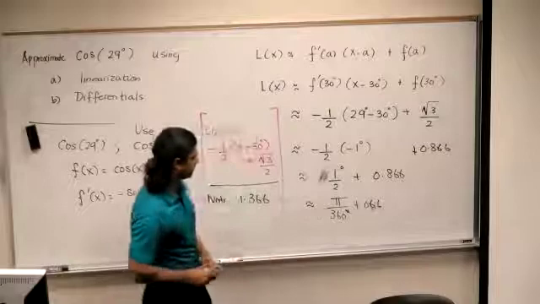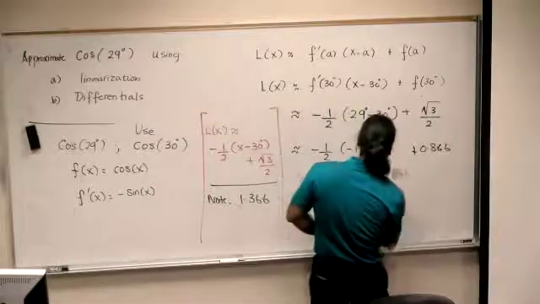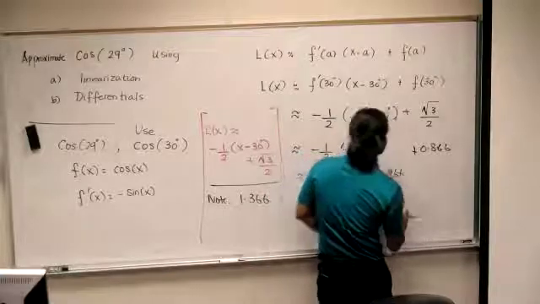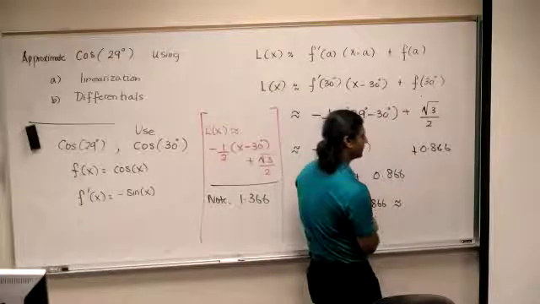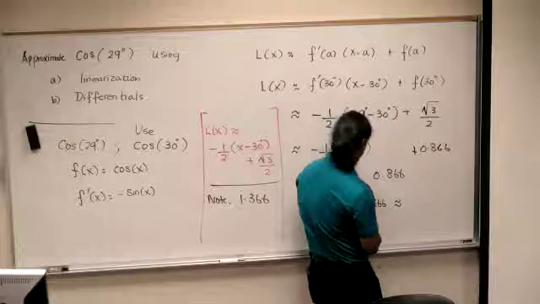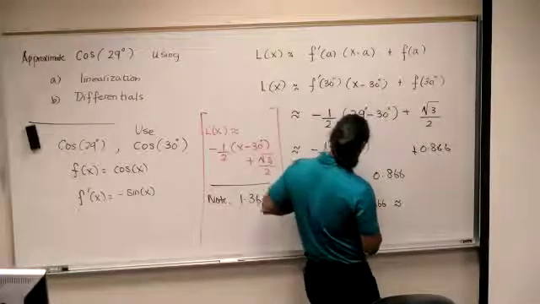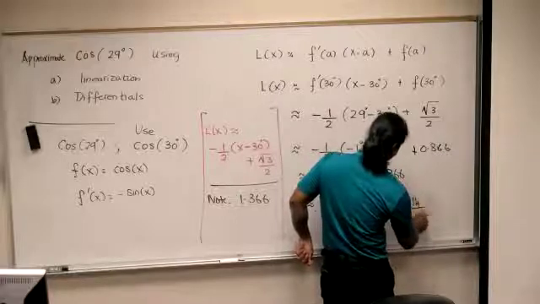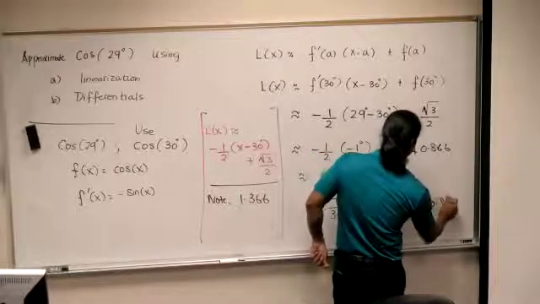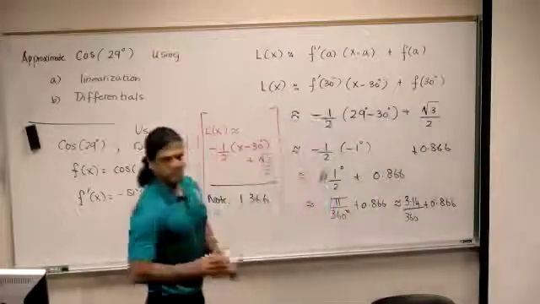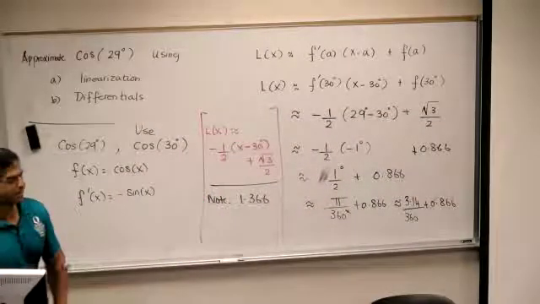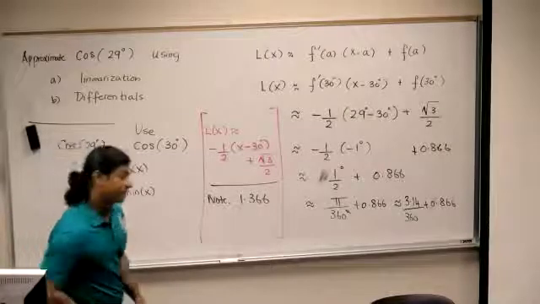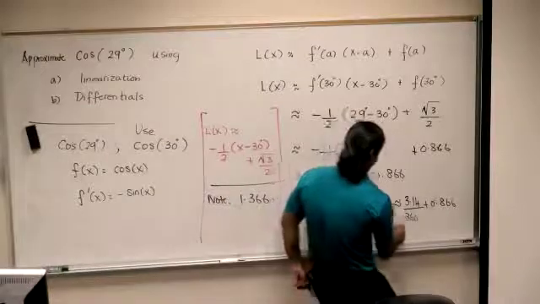Pi is 3.14. It's actually 3.141592653. And what do we get? 3.14 divided by 360. How much? 0.8747.